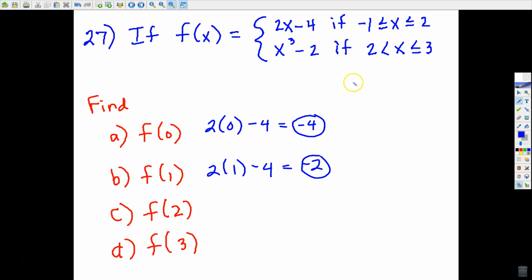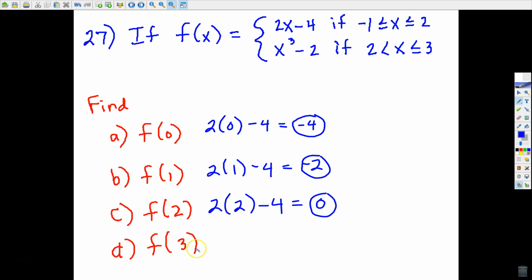Okay, let's take a look at letter C. Well, we have the same issue. It's close. This bottom piece is only defined for x values between 2 and 3, but not including 2. This top piece is defined for inputs that do include 2. So, once again, I'm going to input 2 into this top expression. And 4 minus 4 is 0.